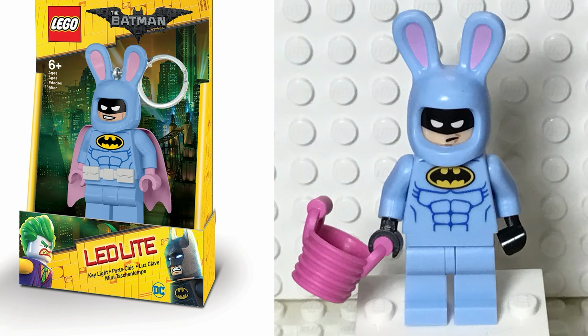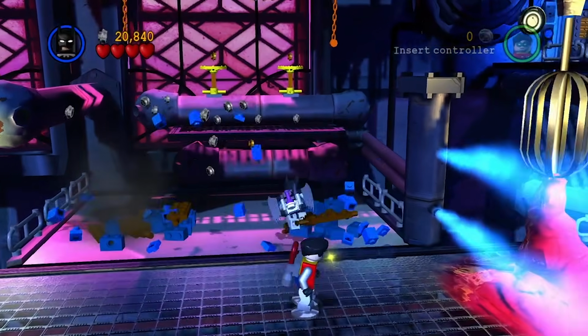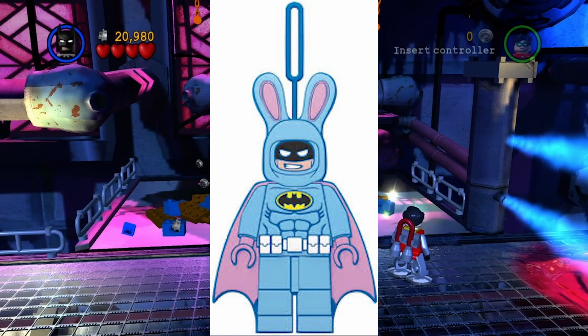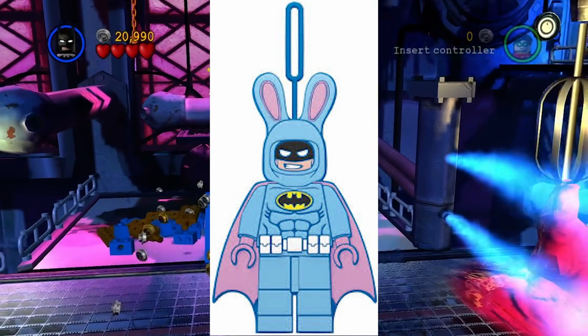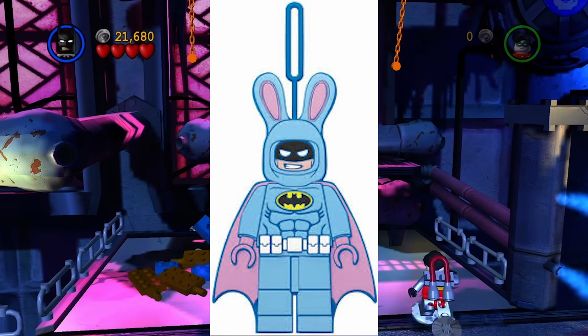Batman does not have the pink cape or gloves. And I guess this is just kind of a weird instance of a minifigure that only appeared in the form of a key light of all things and a bag tag, I guess, but was never made into an actual LEGO minifigure in that way.